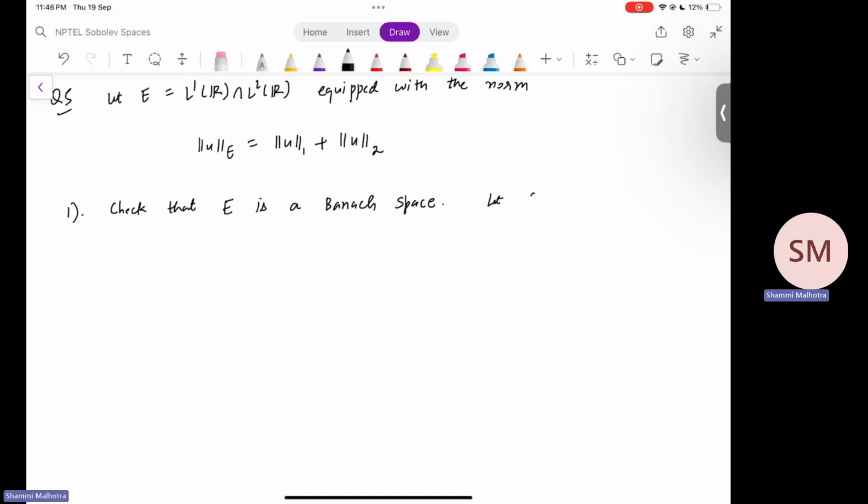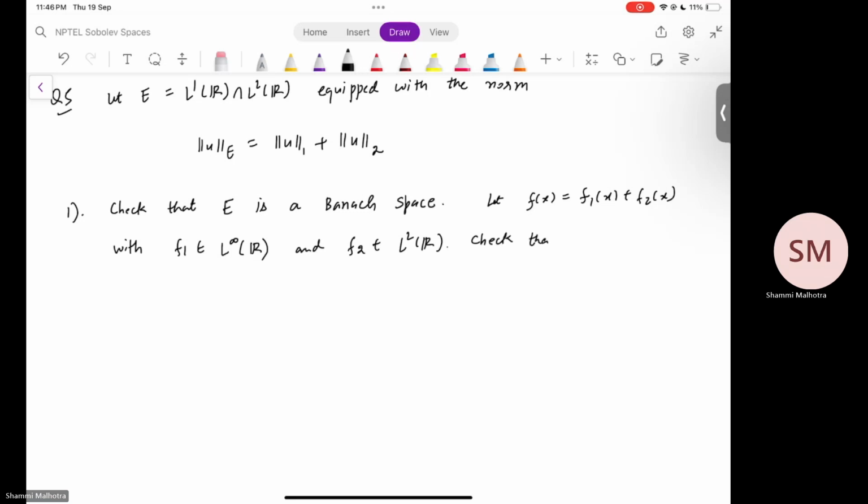And then the second part: we have f(x) equal to f1 plus f2, with f1 lying in L infinity of R and f2 in L2 of R. Check that the mapping u goes to the integration over R of f(x) u(x) dx is a continuous linear functional on E.